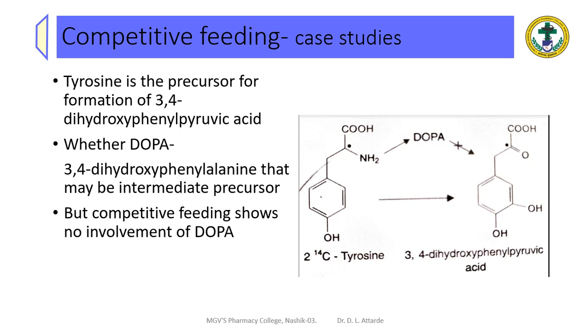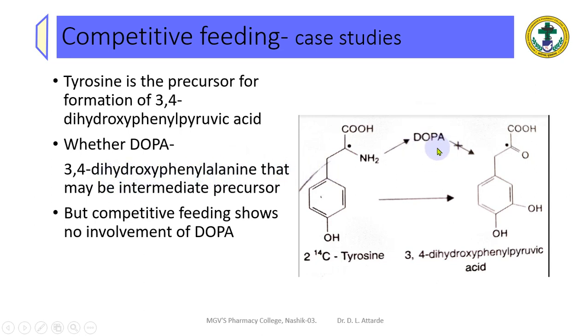So whether it is following this path or this second path, competitive feeding experiments observed an intermediate, DOPA, is also labeled and seen. But the final result shows that 3,4-dihydroxyphenylpyruvic acid forms directly from tyrosine, without the involvement of DOPA.